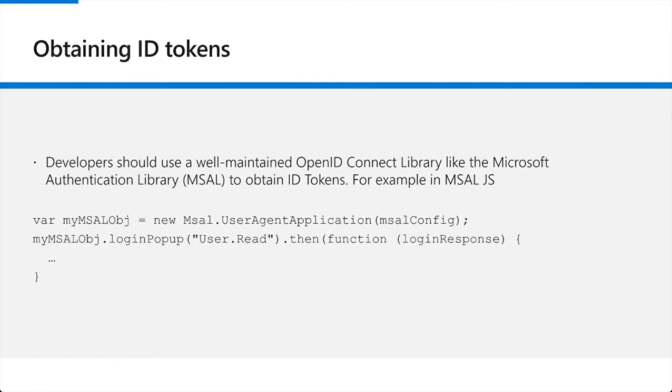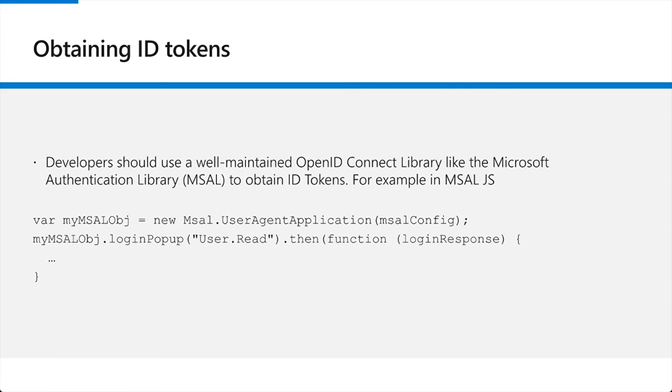When talking about obtaining ID tokens, developers should use a well-maintained OpenID Connect library like MSAL, which is the Microsoft Authentication Library. Many web apps need not only to sign the user in, but they also need to access a web service on behalf of the user by using OAuth.